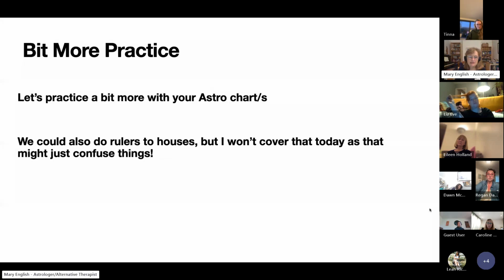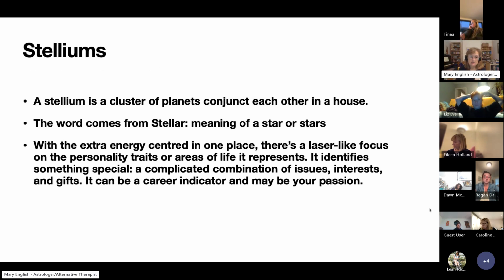So a bit more practice. Let's practice a bit more with your chart. We could also do rulers to houses, but I won't cover that today because that might just confuse things. So look at your empty houses. See the sign of the zodiac it starts with.